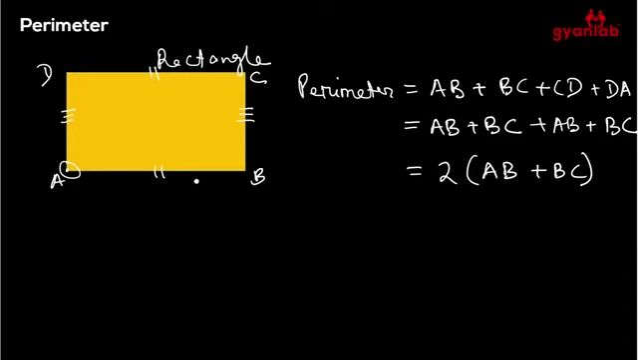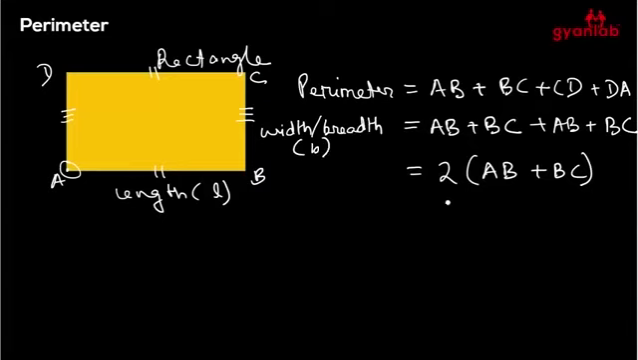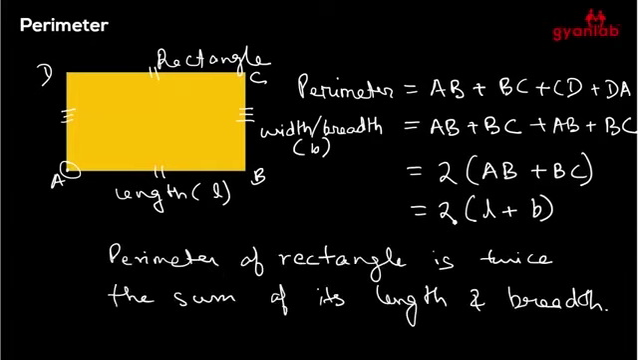And AB is nothing but the length L of this rectangle. And BC is nothing but the width or breadth of this rectangle. So, if we just mark AB as the length and BC as the breadth in this formula, then we get the perimeter of the rectangle as twice the sum of its length and the breadth.